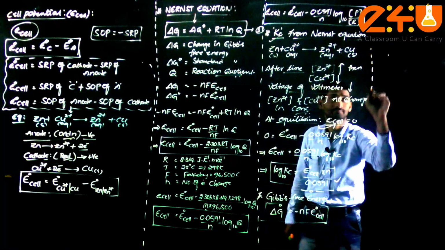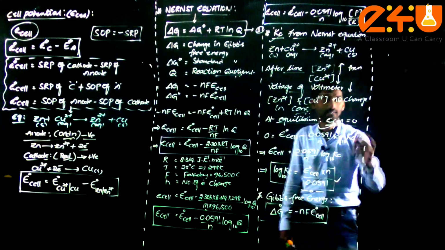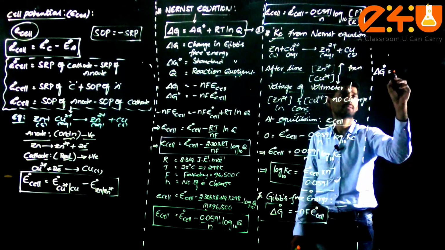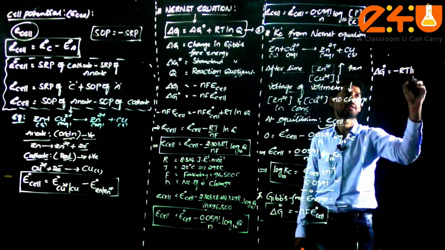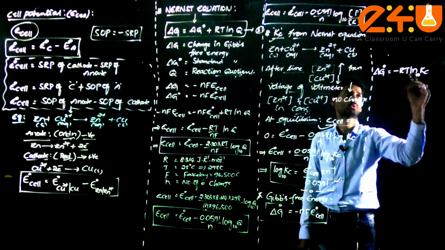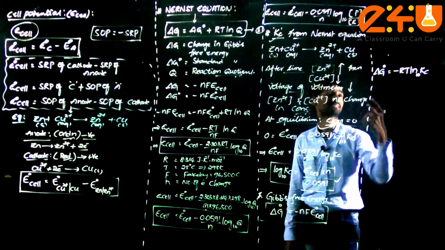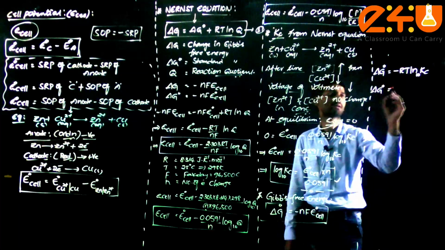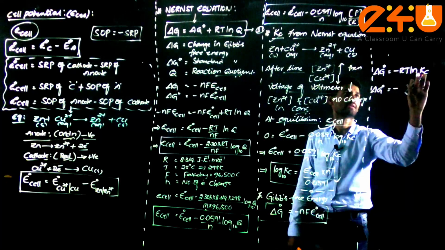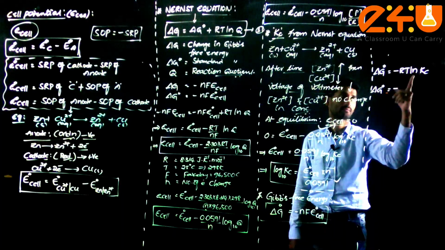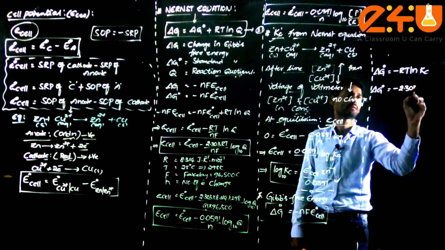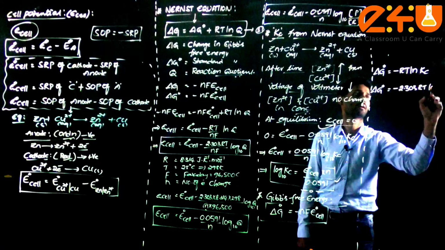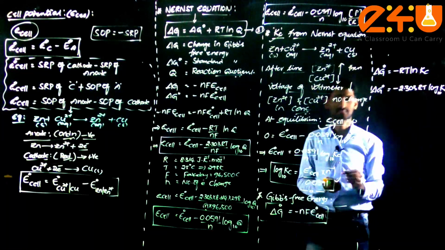Then generally how to write this one? Del G naught is equal to, what you have to write, dear students? Minus RT ln Kc. Then del G naught, the change in Gibbs free energy, is equal to minus, I can take it in terms of base 10, 2.303 RT logarithm of Kc to the base 10.